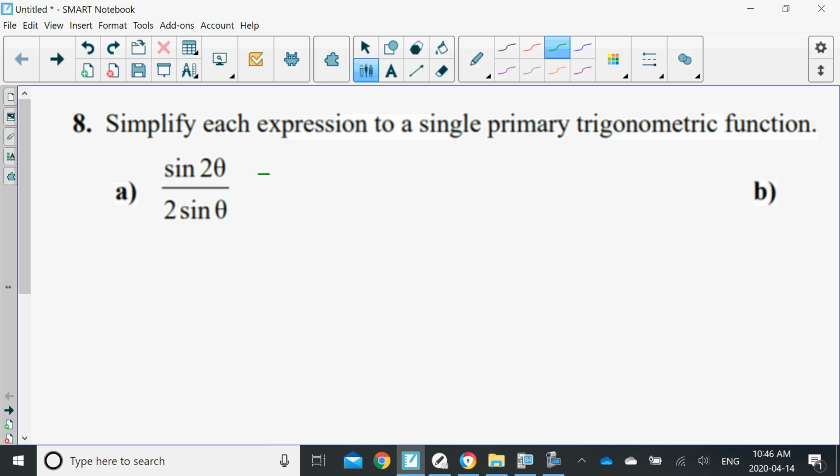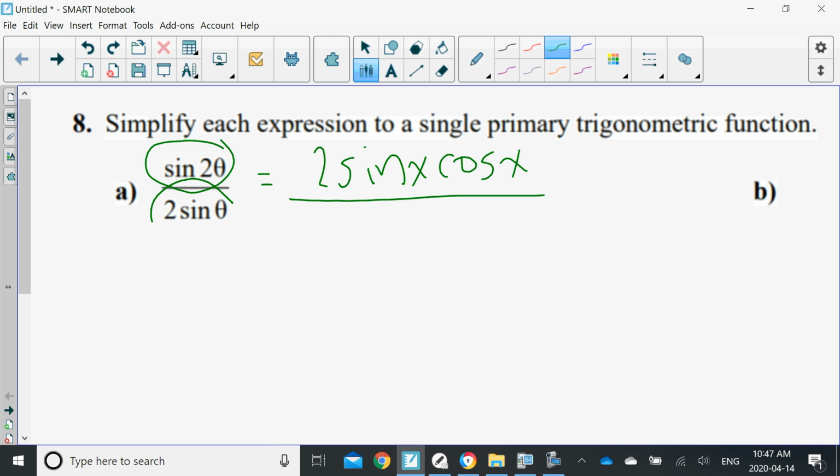8A. So what they want us to do is simplify each expression as a primary trig function, so either sine, cosine, or tangent. So sine of 2x, there's only one identity for sine of 2x, which makes it nice and easy. That's 2 sine x cos x. I'm just going to put x in instead of theta just because I'm writing with my finger, which is awkward. Okay, so 2 sine x cos x.